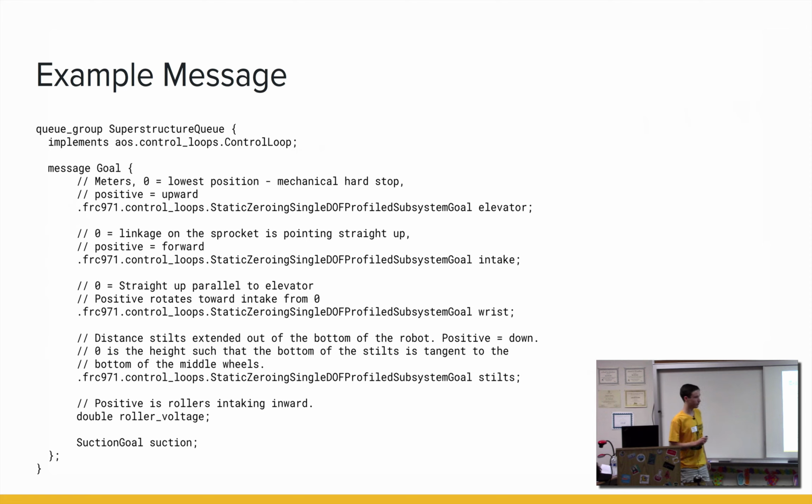And also we have a suction, which is which of the 2 suction cups you want to apply suction on. And so when you're writing a joystick reader, for example, you just say, okay, create new goal, update the elevator with a certain height, update the intake with a certain height, and send, and you're done for that aspect.